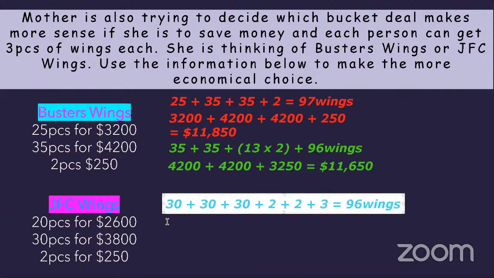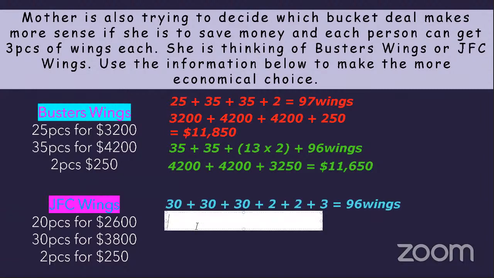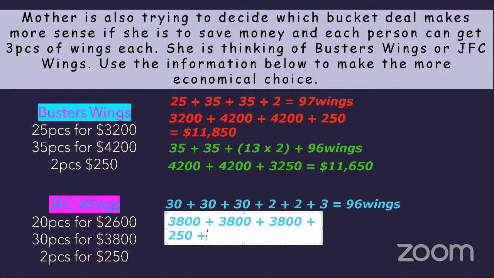Now we need to calculate how much money this will be. So 30 wings is $3,800. We're going to add that to another $3,800. Another $3,800. And we're going to add $250, $250, and the final $250. And that will give us, so go ahead and do your calculations. All right, so I got $12,150 for this.